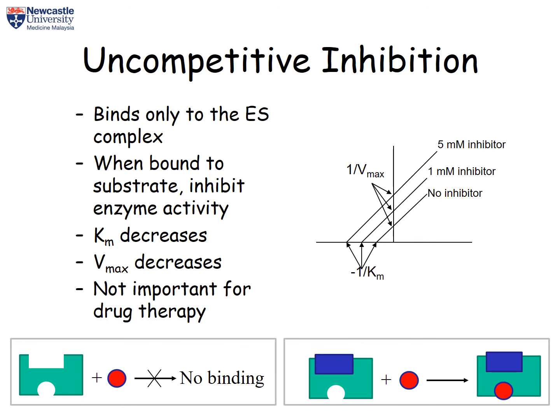Okay, the last example of reversible inhibition is uncompetitive inhibition. What is special is that the inhibitor will only bind to the ES, or the enzyme-substrate complex. So when there is no substrate bound to the enzyme, the inhibitor will not bind to the enzyme. It will only happen when the enzyme is already bound with a substrate molecule. So in the case of uncompetitive inhibition, both Km and Vmax decrease. And because it requires substrate binding for this type of inhibition to take place, it is less important for drug therapy.